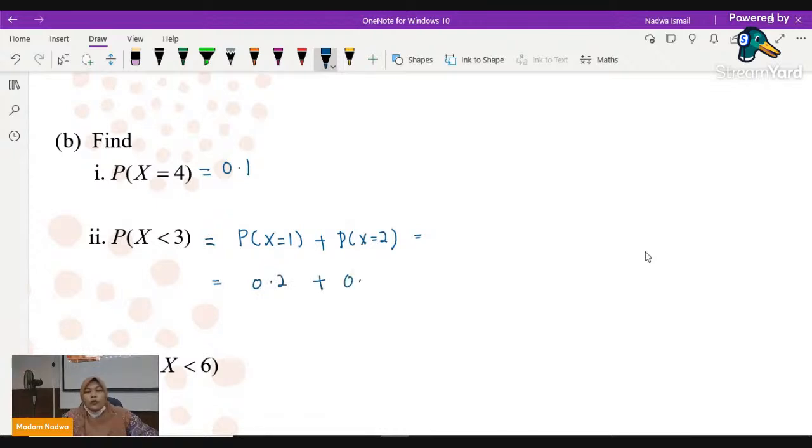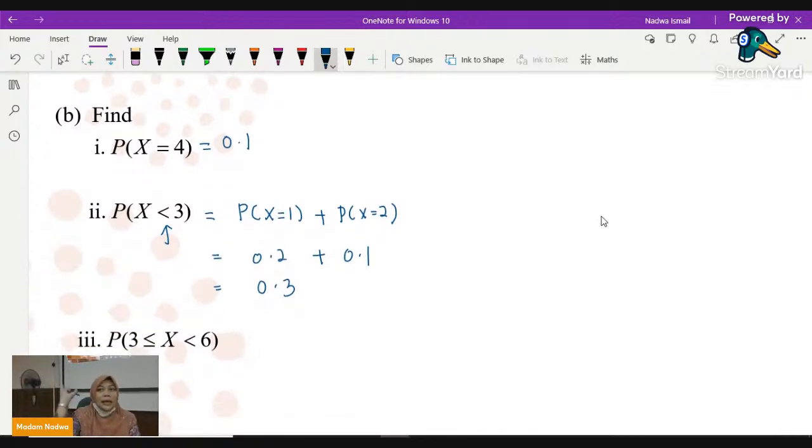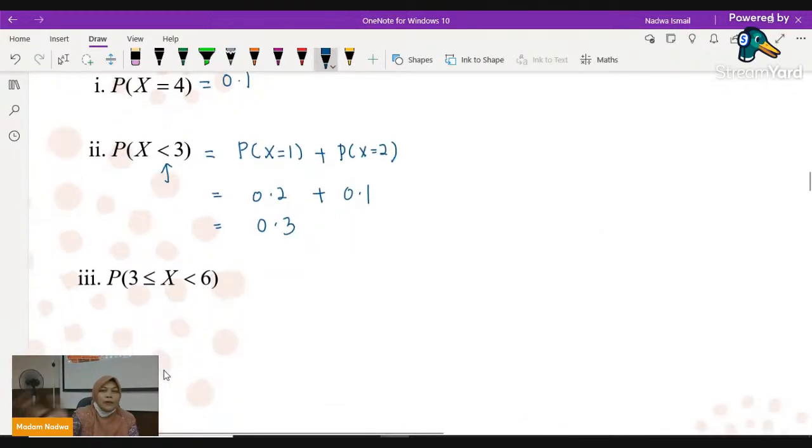0.2 plus 0.1, so the answer is 0.3. So that is how we read probability for discrete. Does it include P(X equals to 3)? No, because it is less than. So we are talking about discrete, so the equal sign plays a very important and big role. If it is continuous, it does not matter. But if it is discrete, the equal sign plays a very big difference in our calculation.